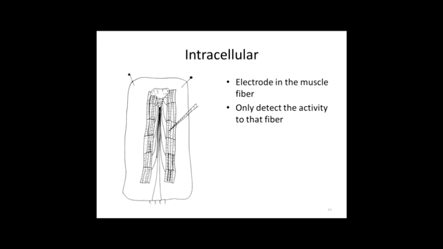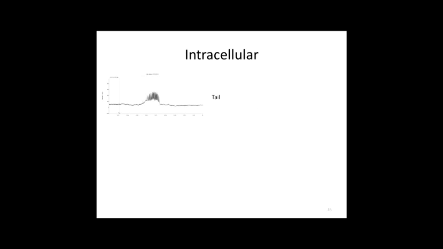Instead of taking the neuron out of the larva itself into the suction electrode, you can put another electrode into an individual muscle fiber. This will allow you to see only the activity to that individual muscle fiber. Here are some recordings that you can see from the intracellular electrode. Stimulation from the tail, abdomen, and head. You can see the change in the burst of action potentials.